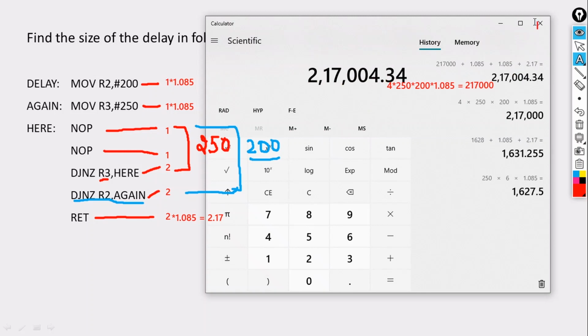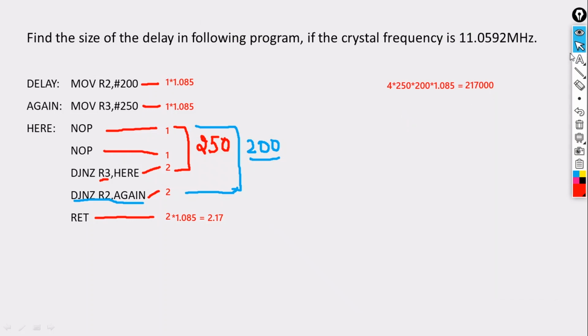Let us round off to the next higher value that we are having. So it is going to be 217,005. Okay, so this is in terms of microseconds. Now if you want it in terms of milliseconds, the time offered by this is going to be 217 milliseconds.